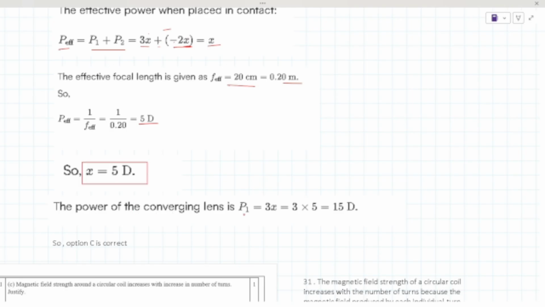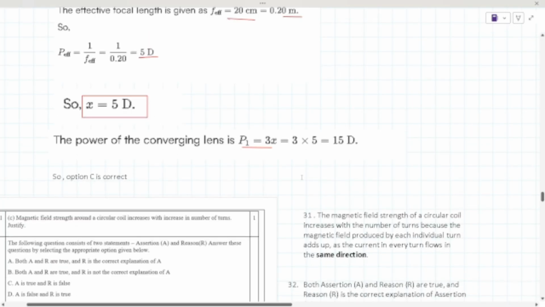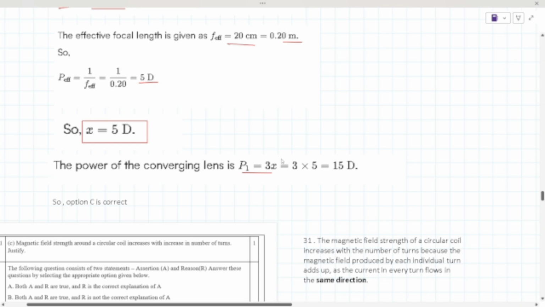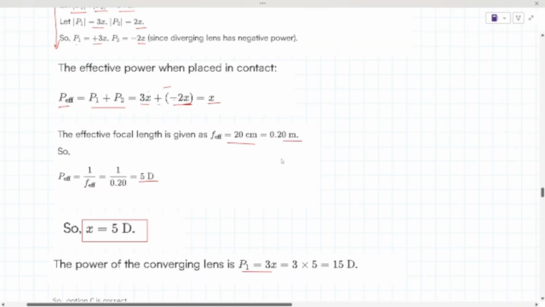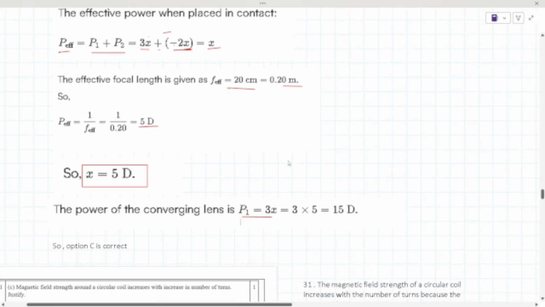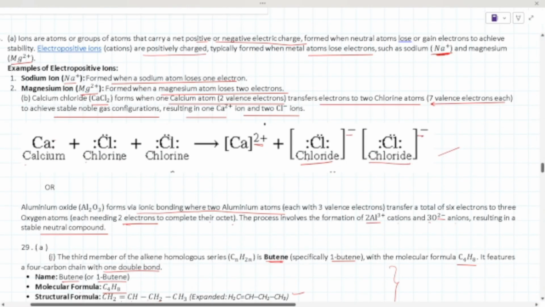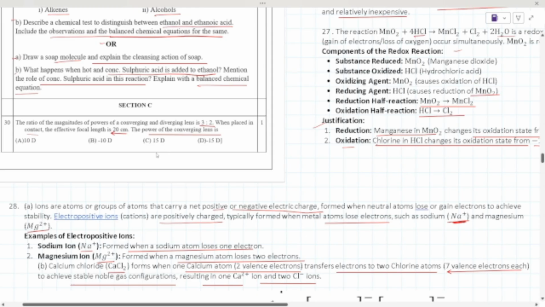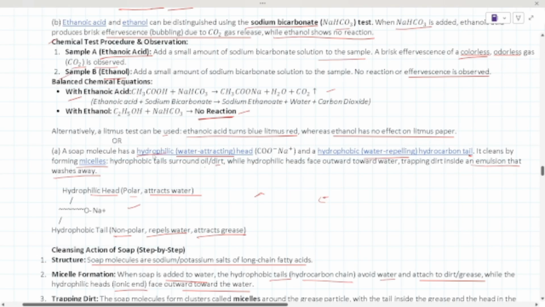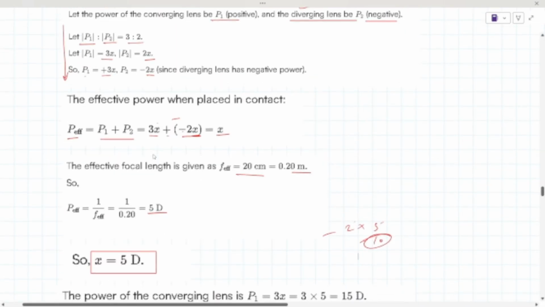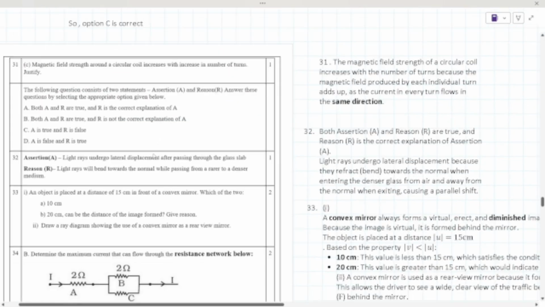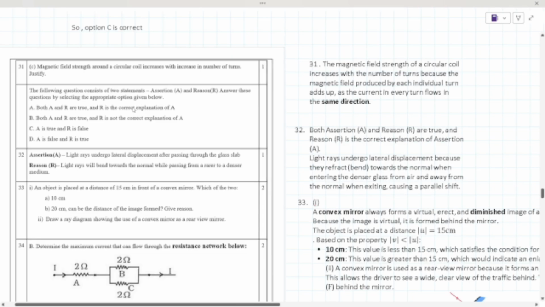Power of the lens will be 3x, as it is 3x, so 15 diopter, right? If we have to find P2, we can also find it. Minus 2x means it will be minus 10. Is it clear? So option C will be the correct answer, right? Clear. Now see the next question.